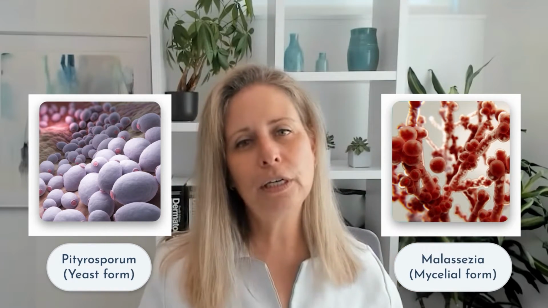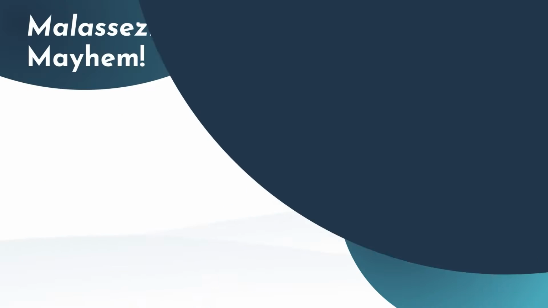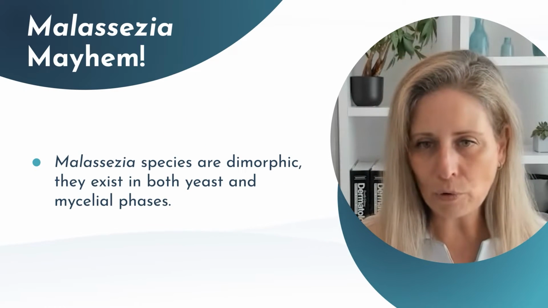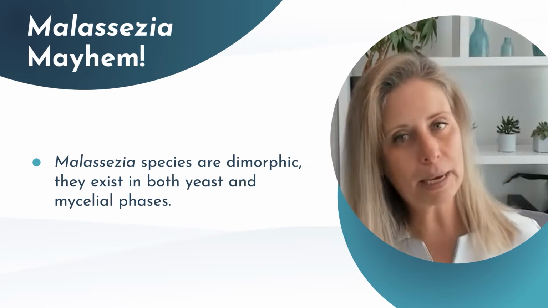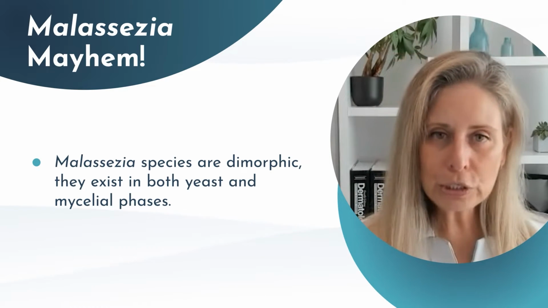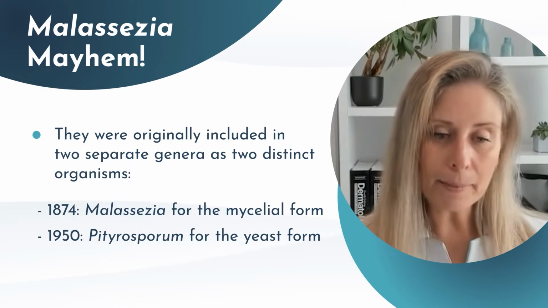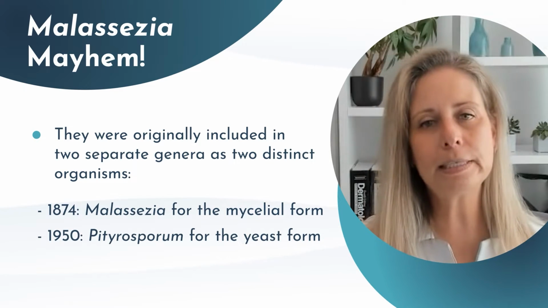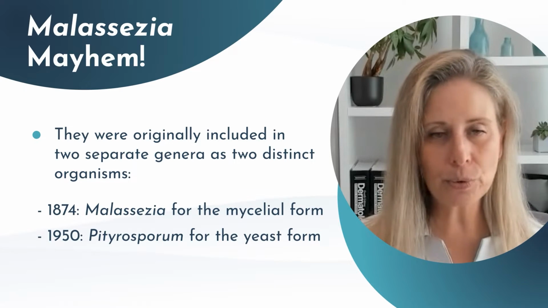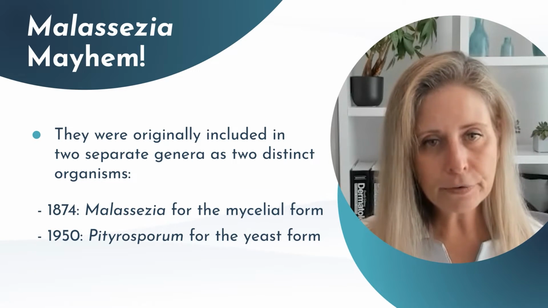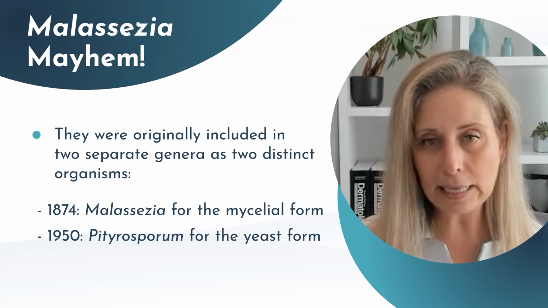Well, your confusion you would not be alone in because it confused researchers. And what the actual answer is that Malassezia species are dimorphic. That means that it can exist in a yeast phase and a mycelial phase. But originally, when we had a microscope and we were discovering microorganisms, researchers and scientists thought that these were two separate organisms. So in 1874, we identified Malassezia, and it was in the mycelial form.